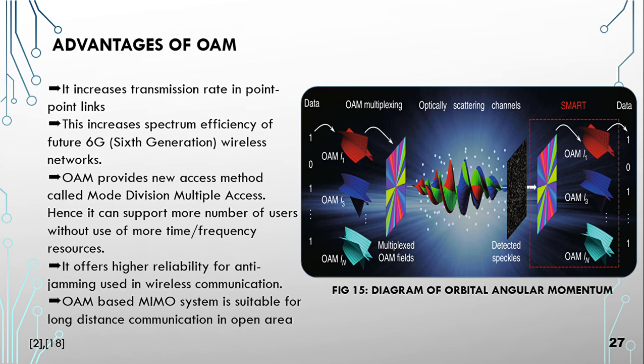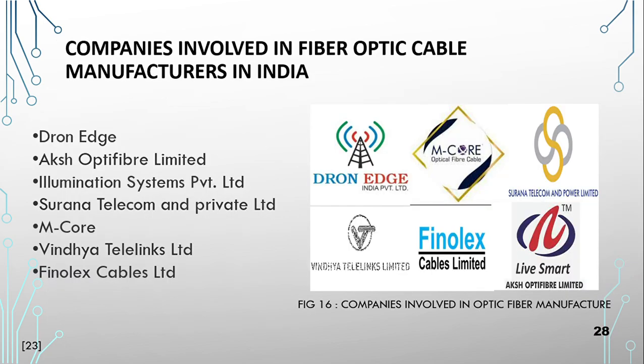Now we can look into the advantages of OAM. Advantages are it increases the transmission rate in point-to-point links. It increases the spectrum efficiency of the future 6G wireless network. OAM provides a new access method called mode division multiple access, and hence it can support more users without using more time or frequency resources. It also offers higher reliability for anti-jamming in wireless communication. An OAM-based MIMO system is suitable for long distance communication in open areas.